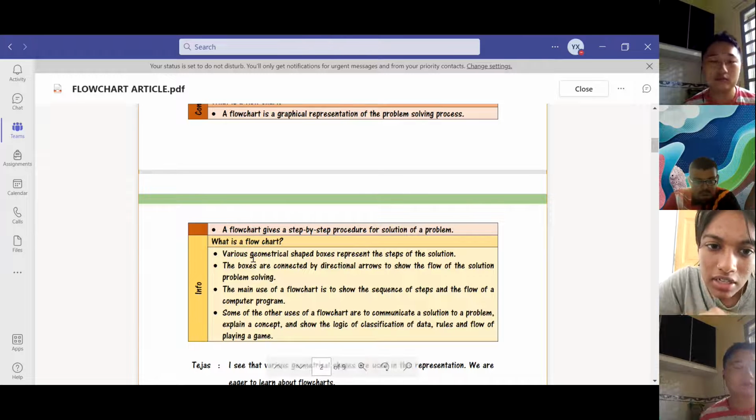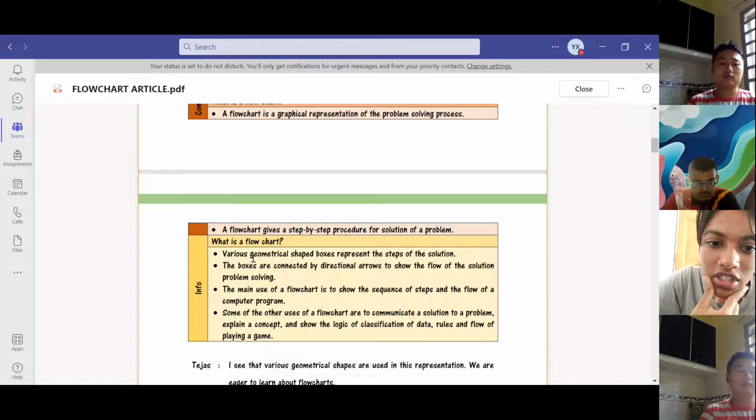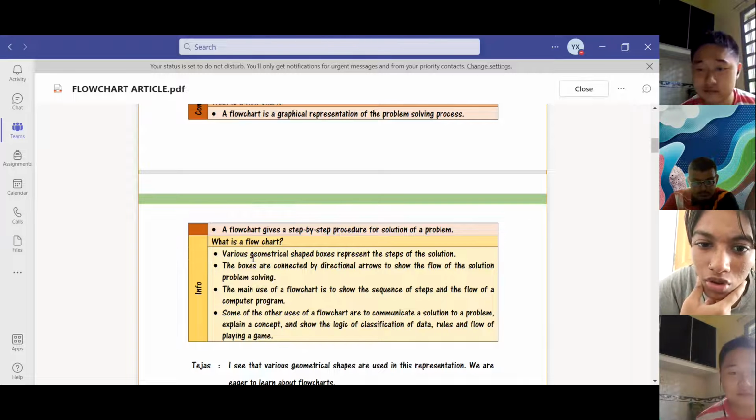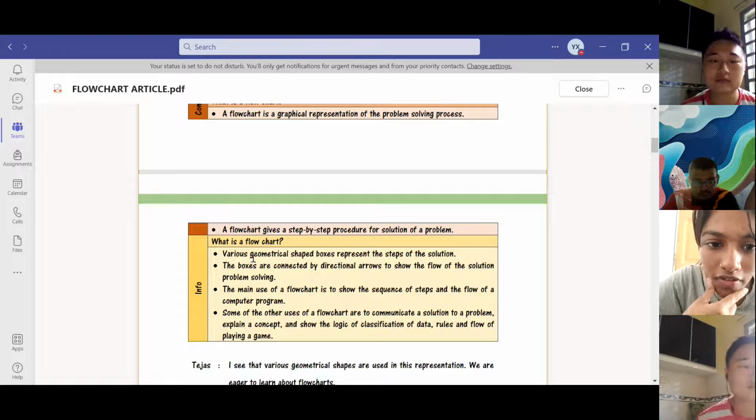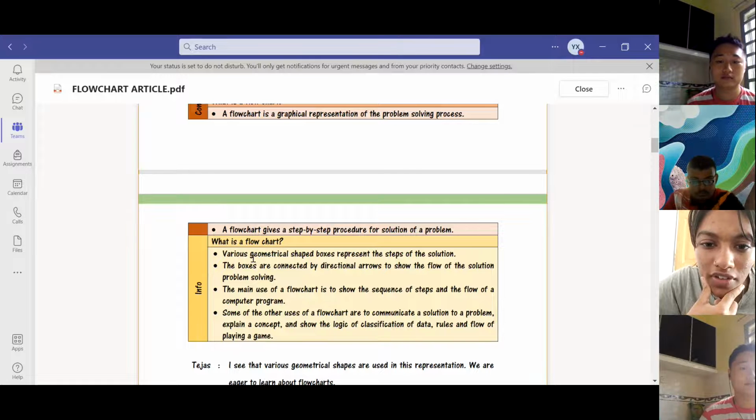What is a flowchart? Various geometrically shaped boxes represent the steps of the solution. The boxes are connected by directional arrows to show the flow of the problem solving. The main use of a flowchart is to show the sequence of steps and the flow of a computer program. Some of the other uses of a flowchart are to communicate a solution to a problem, explain a concept, and show the logic, classification of data, rules, and the flow of playing a game.